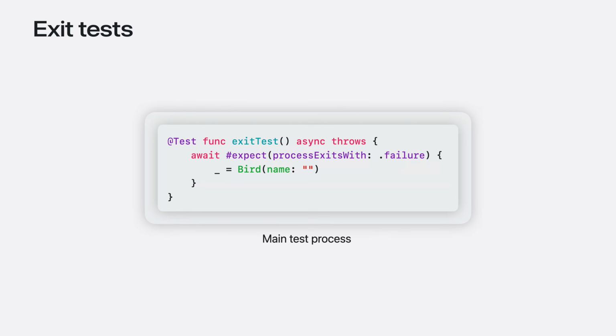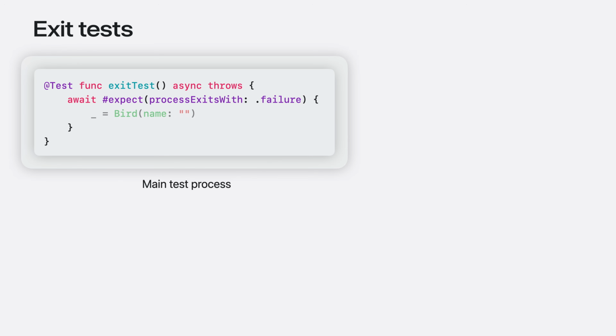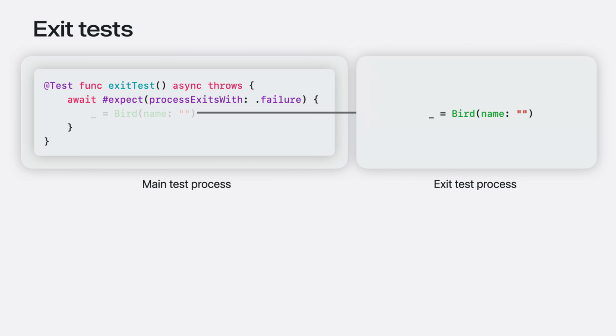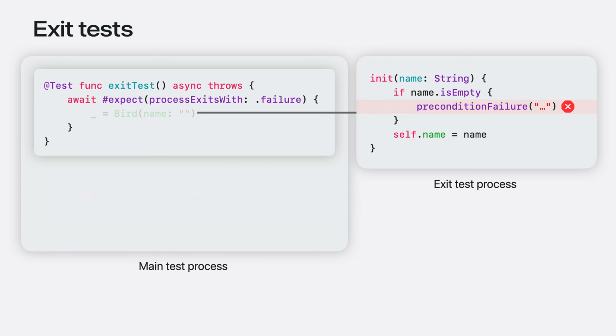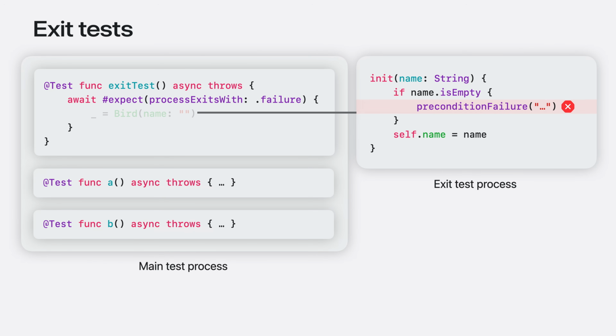An XCTest is the perfect tool to add this coverage. You define an XCTest with the expect macro. Provide an expected process exit condition along with the body of the XCTest. When you start the test, Swift testing runs the XCTest body in a child process. Because that code is isolated, it can crash without disrupting other tests. The XCTest waits for the child process to finish and checks the exit status to determine test success or failure.